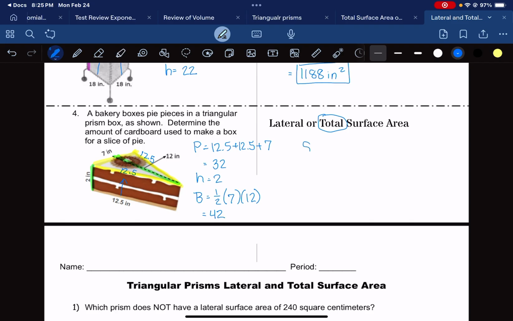So again, surface area equals pH plus 2b. Okay, P is 32. H in this case is the height of the box, the distance between the two bases, which is 2, plus 2 times the area of the triangle, which is 42.